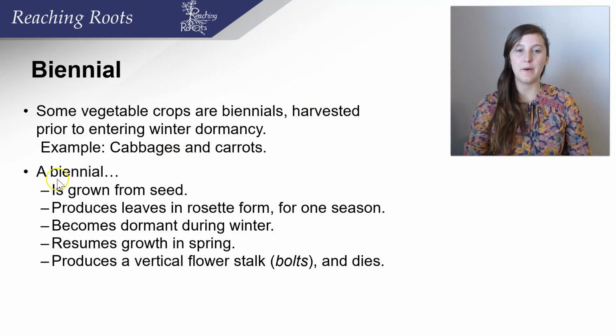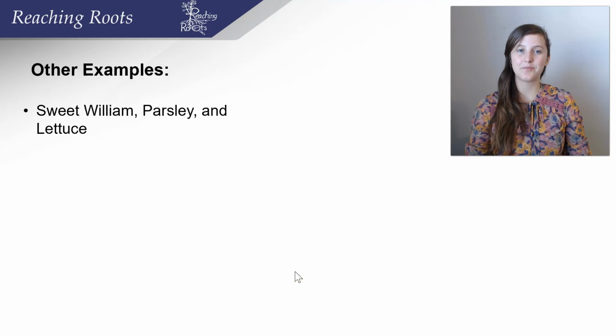So in summary, a biennial is grown from seed, produces leaves in rosette form for 1 season, becomes dormant during the winter, resumes growth in the spring, produces a vertical flower stalk, sometimes called a bolt, and then it dies. Other examples are sweet williams, parsley, and lettuce.